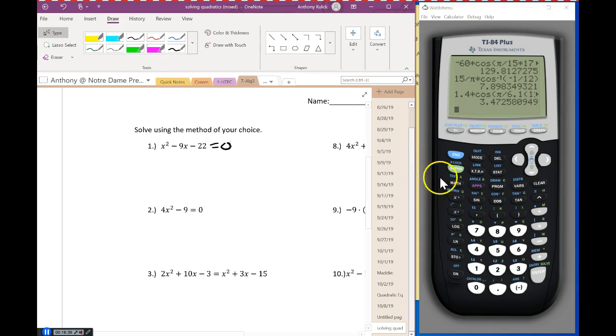So, to access that program we just wrote, we're going to press the program button. And then under the execute tab, we're going to select the program name that we just wrote, and then press enter. Now for A in this problem, what's our value for A? 1. And our value for B? -9. Press the program button. And then -22.